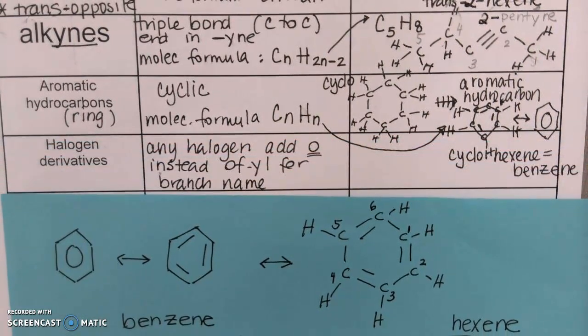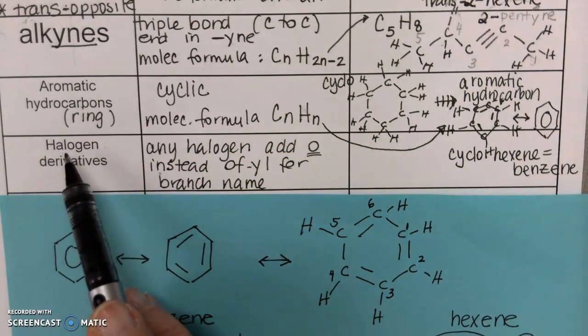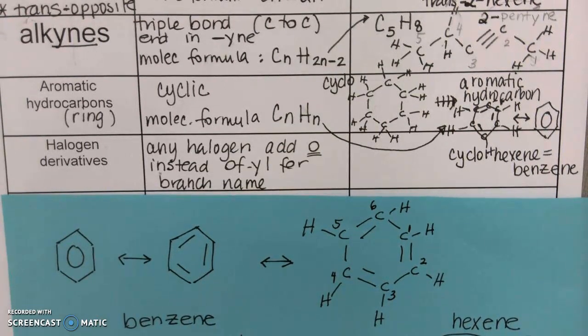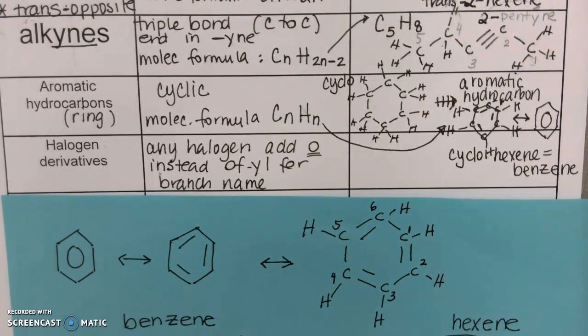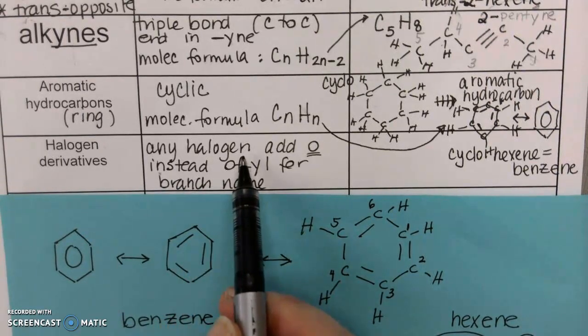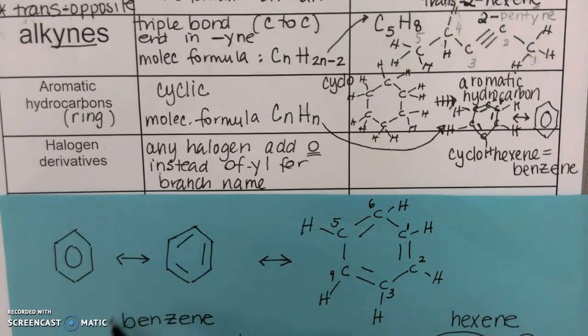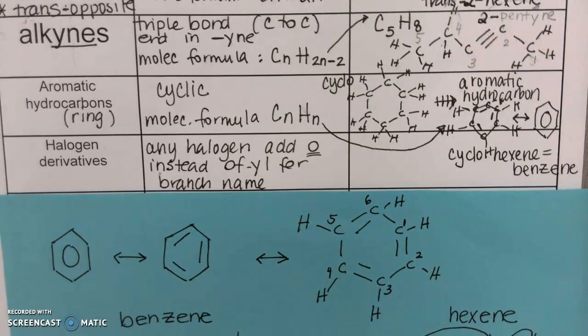All right, let's move on to the last category before we start doing examples. Halogen derivatives. You need to remember what a halogen is. It's the group that is second to the right, to the end on the periodic table. So they border the noble gases. They're the ones that have 7 valence electrons and a -1 charge. They're chlorine, bromine, iodine, fluorine. Any halogen, what happens is that instead of using the branch name with YL, you add O. So for example, it would be chloro, fluoro.